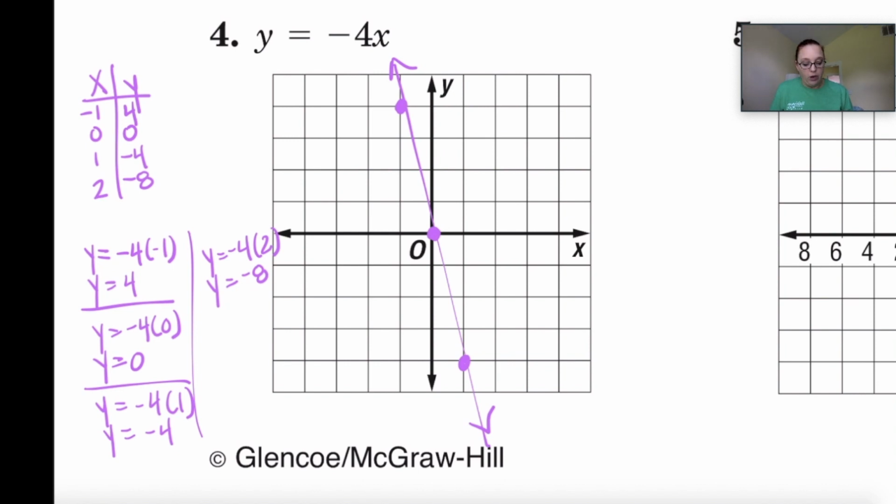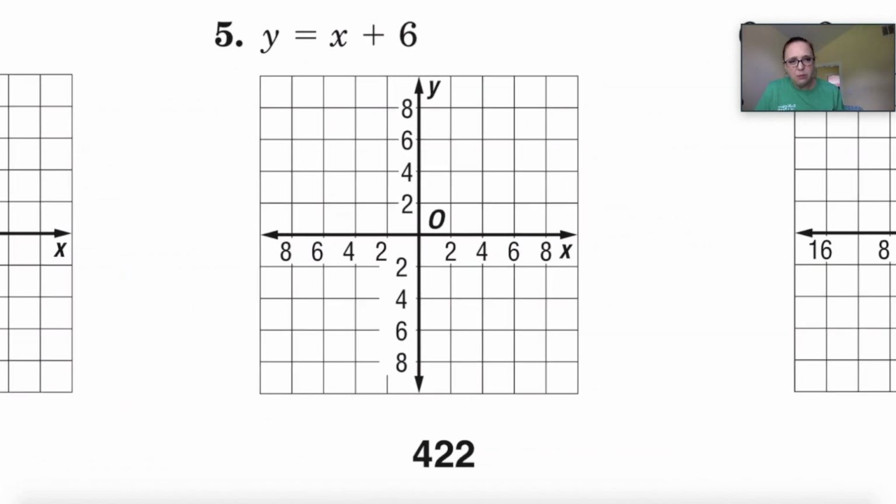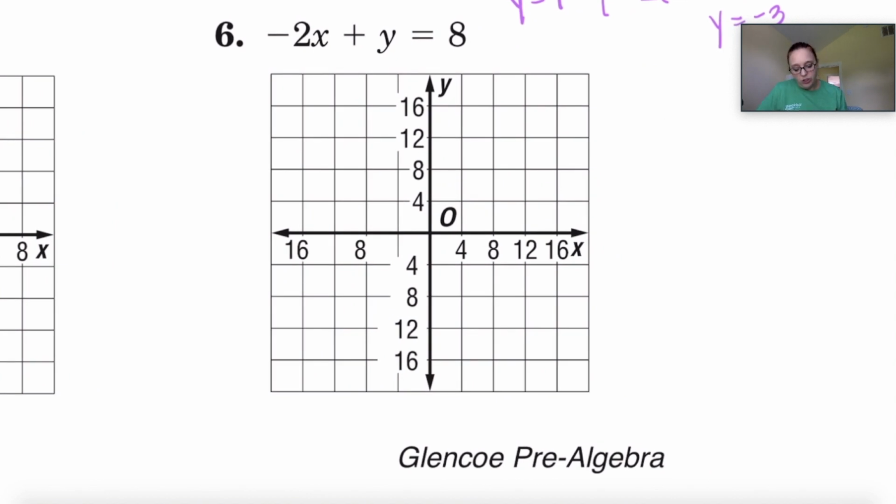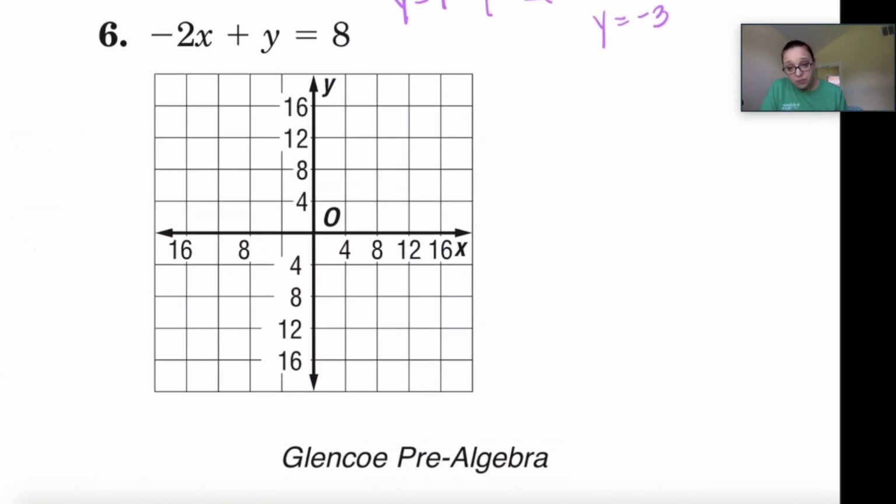All right, let's try another one. So we're going to skip number 5, and I want you to look at number 6. Just like I was doing before, I'm going to start off by finding 4 solutions. So I'm going to use negative 1, 0, 1, and 2 again to help me get the solutions to this particular equation.